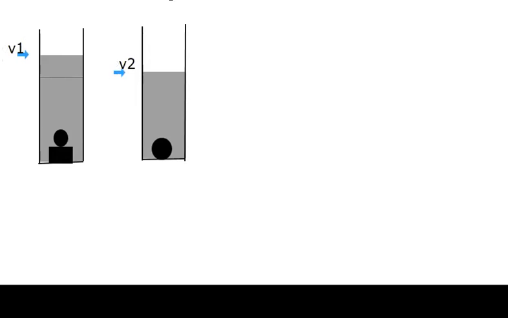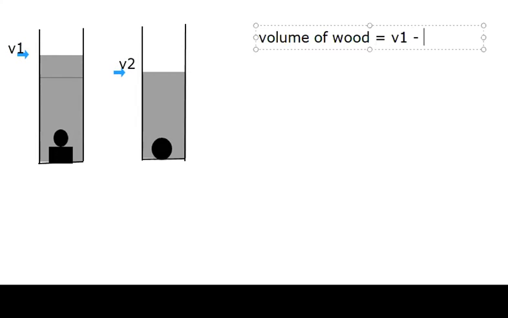So what will be the volume of wood? Volume of wood will be equal to volume 1 minus volume 2. Understood? Yes, sir. Clear? Yes, sir. So volume of wood will be volume 1 minus volume 2. So this is what you have to explain over here in the question which is given.